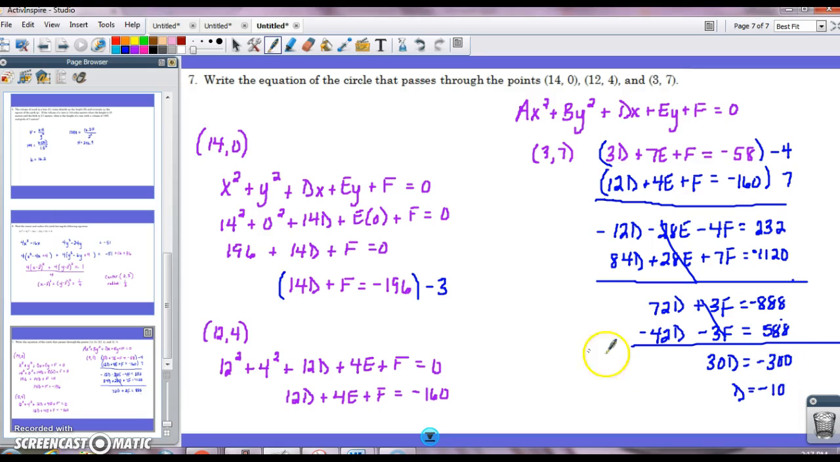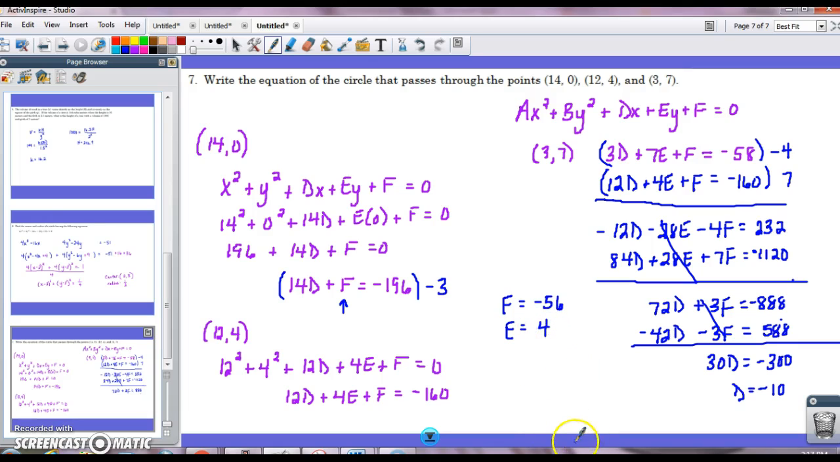And then you can go back in and solve for f, and then you can go back and solve for e. So now that you have this, you can go back to this original equation and solve for f. When you do that, you end up with f is equal to negative 56. And then when you solve for e, you end up with e is 4.